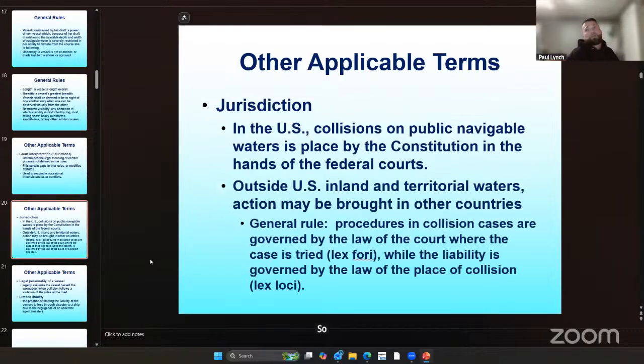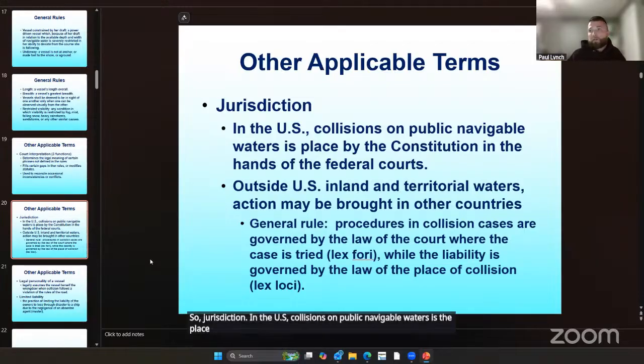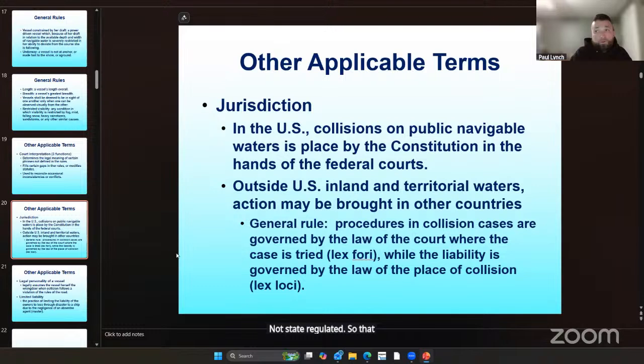So jurisdiction in the U.S.: collisions on public navigable waters are placed by the Constitution in the hands of the federal courts. The Coast Guard is a federal agency, not state regulated. So you're not going to state court, you're going to federal court.